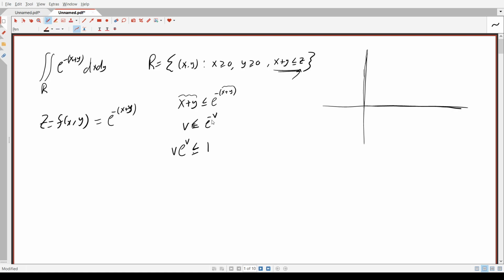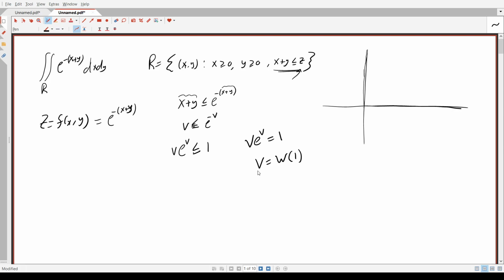For those of you who saw the hint, my hint was basically about the solution to v e to the v equals 1. The thing that solves this, the inverse function of this, I can write as v equals W of 1. This W is basically whatever number actually satisfies this.